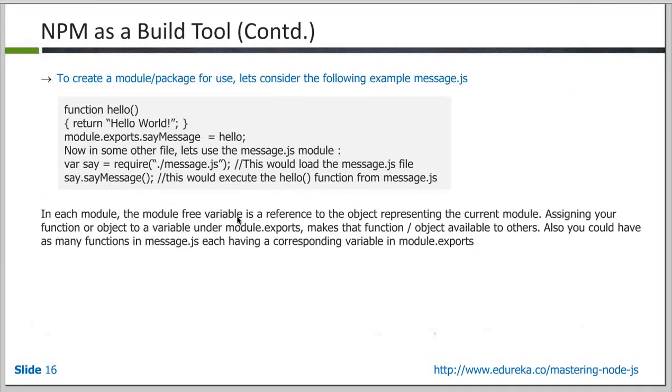In each module, the module free variable is a reference to the object representing the current module. That is the word say. Assigning your function or object to a variable under the module.exports makes the function or object available to others. Also, you could have as many functions in the message.js, each having a corresponding variable in module.exports. You can do it that way also. Today when we are building the calculator function, we are going to attach 4 methods to the module.exports. So you can use that to work with the application as well.